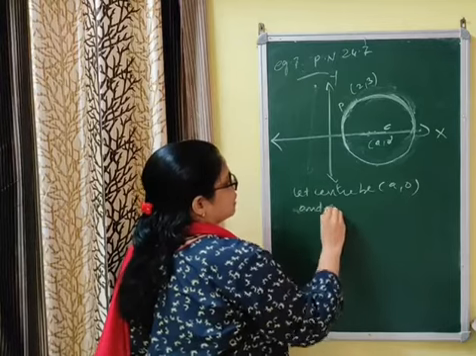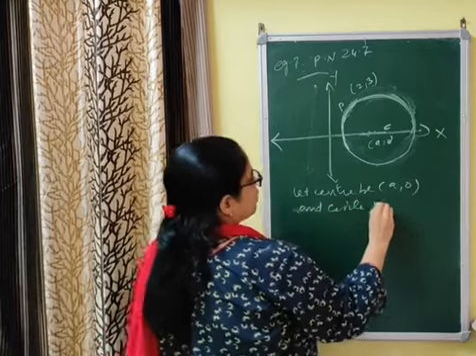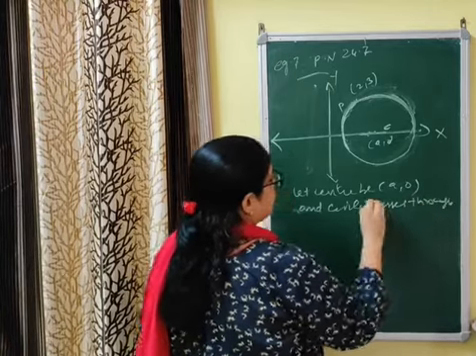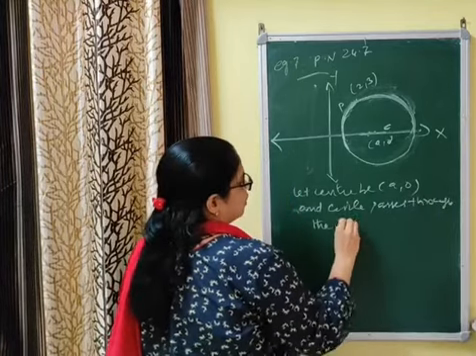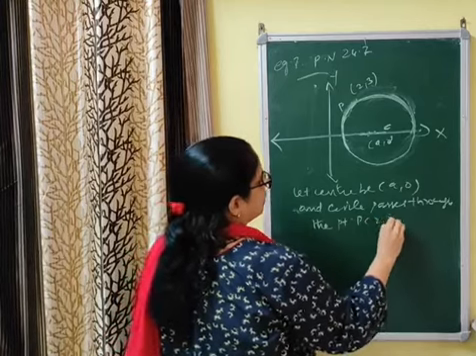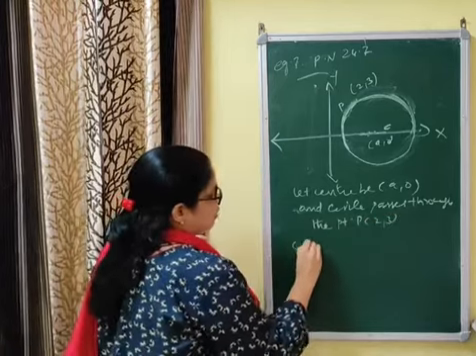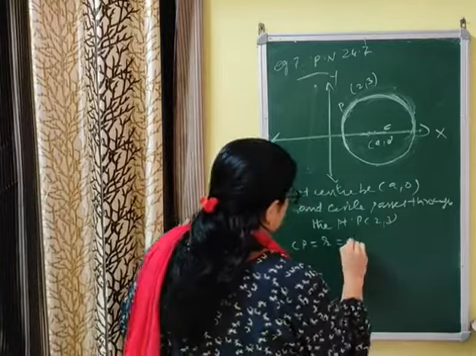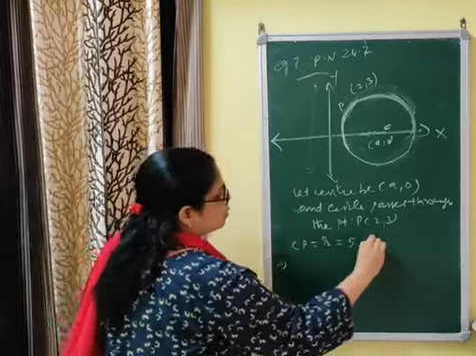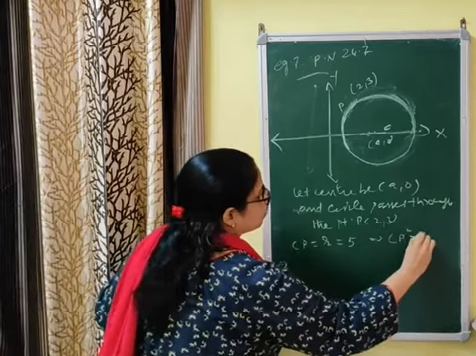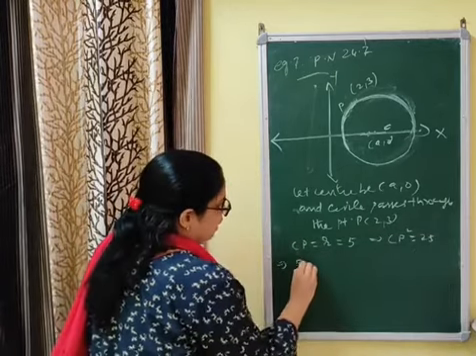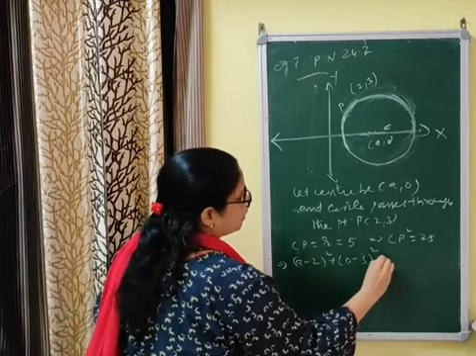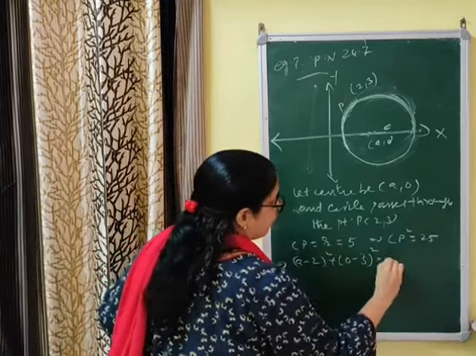It is given, and the circle passes through the point P (2, 3), so that CP is equal to the radius. The radius is given as 5 units. That means by the distance formula, CP square is equal to 25. By the distance formula you get (a minus 2) whole square plus (0 minus 3) whole square is equal to 25.